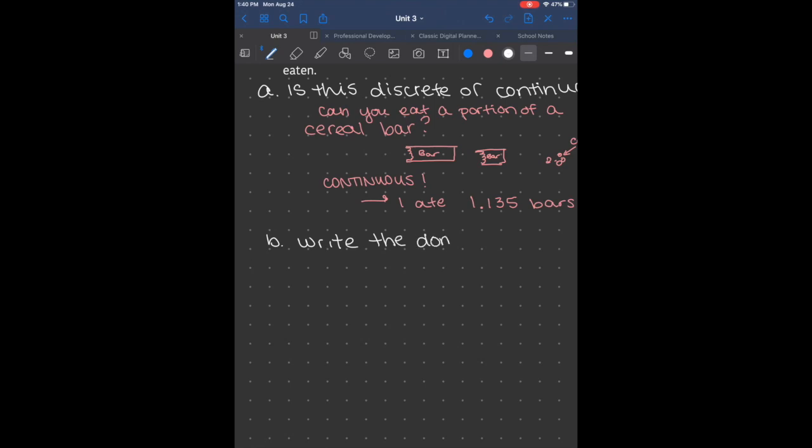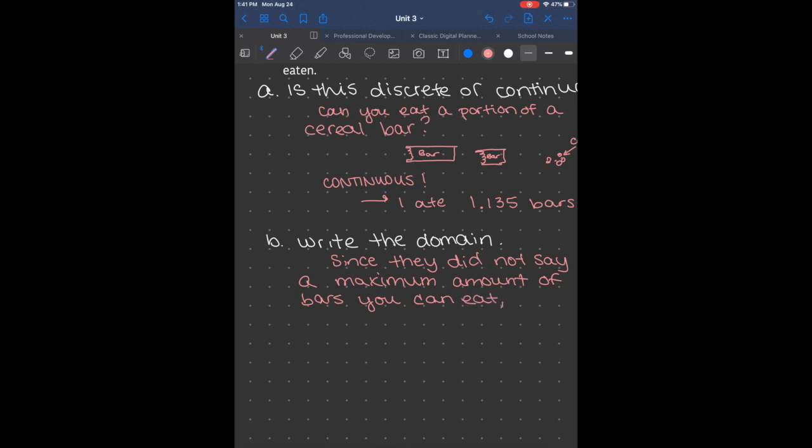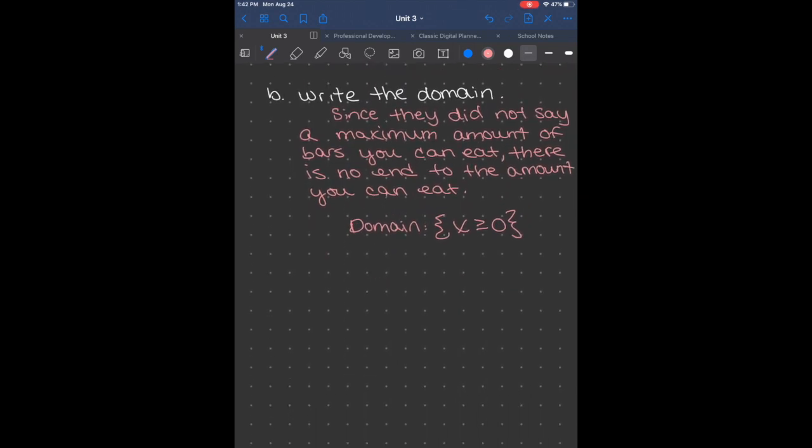So the domain, since I didn't say a maximum number of cereal bars that you could eat, you can have anywhere from 0 to infinity cereal bars. So it's just going to end up being x is greater than or equal to 0. So the range is going to be either 0 calories or more. So it's just going to be y is greater than or equal to 0.